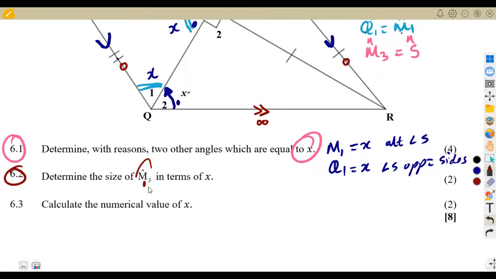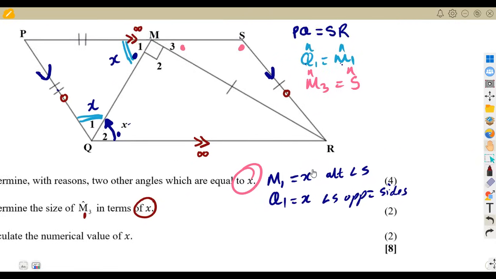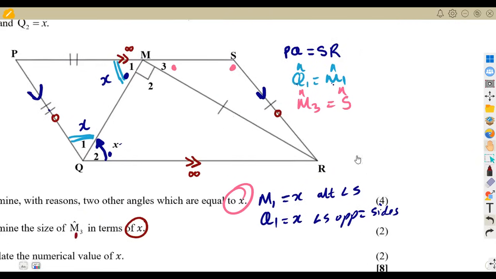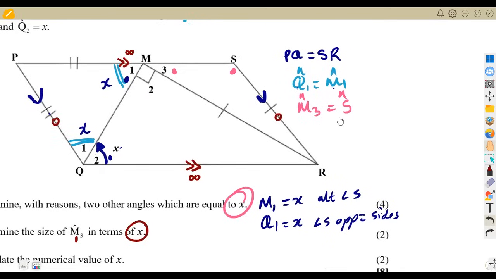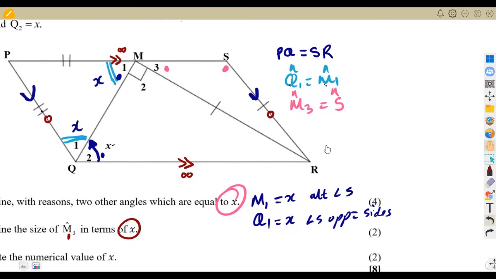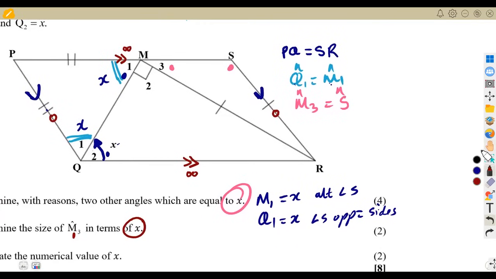They are not saying M3 is x. No, they are saying in terms of x. Our answer is supposed to have x. So we need to determine angle M3 with x inside. All right, so this is our angle M3 here. And like I said, angle M3 is equal to angle S, which is fine. But if angle M3 is equal to angle S, then that means we can find angle M3 direct. All right, the answer is already there, guys.